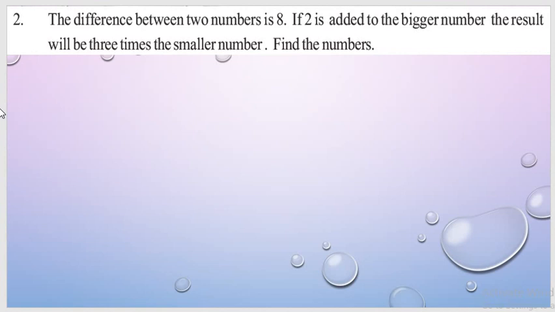Whatever the given sentence, we need to read it carefully, right? So first read the question. The difference between two numbers is 8. If 2 is added to the bigger number, the result will be 3 times the smaller number. So we need to find the numbers.